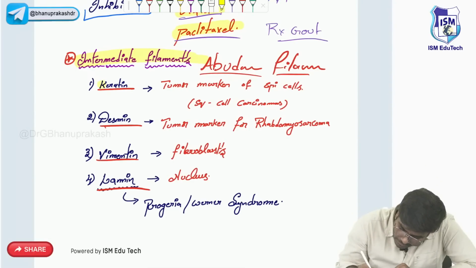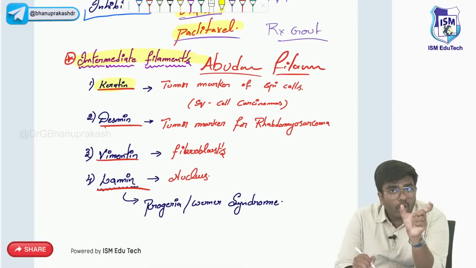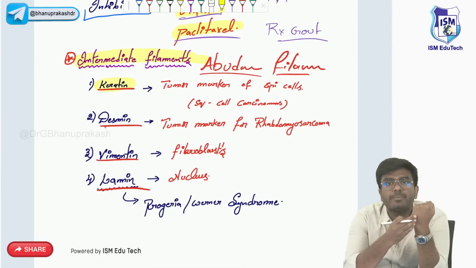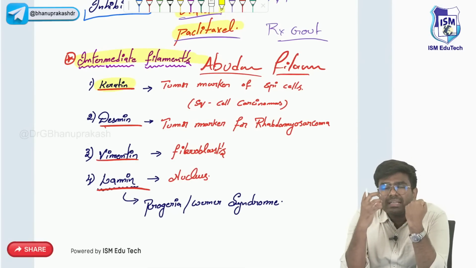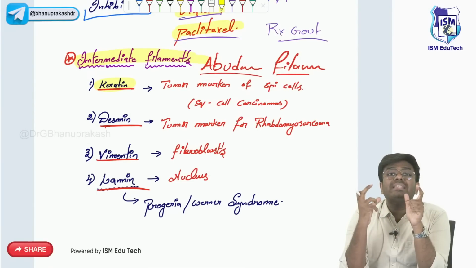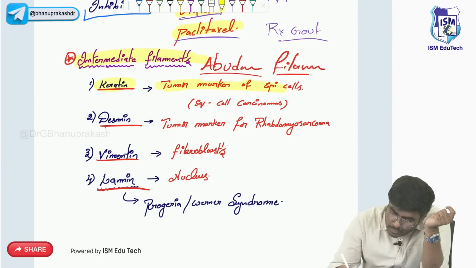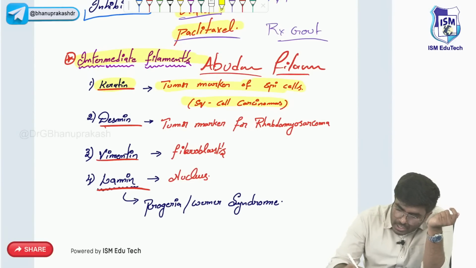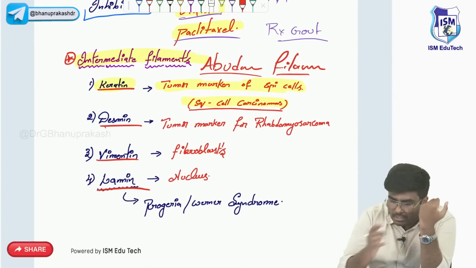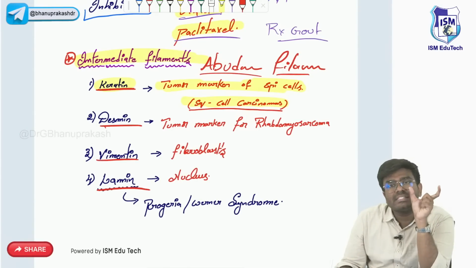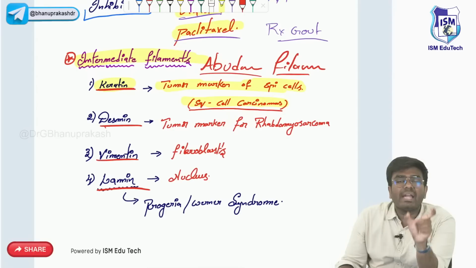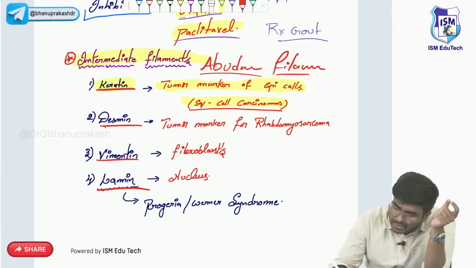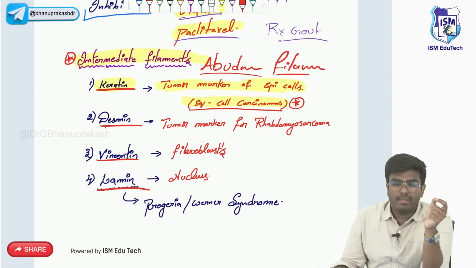Now one important point about keratin filament: where is it present? It's present in the epithelial cells in the form of cytokeratin. So this keratin filament is used as a tumor marker of squamous cell carcinomas. Squamous cell carcinomas are the carcinomas arising from the epithelial cells. So keratin or cytokeratin is a marker of keratin pearls. These terms are very important. Cytokeratin, keratin pearls, or keratin is a marker of squamous cell carcinomas.